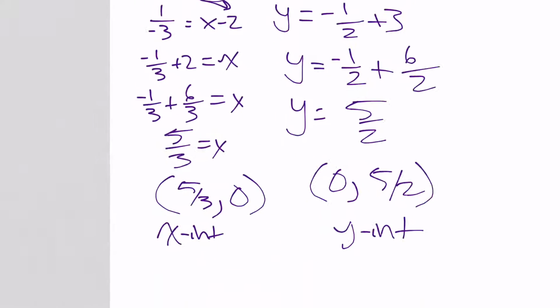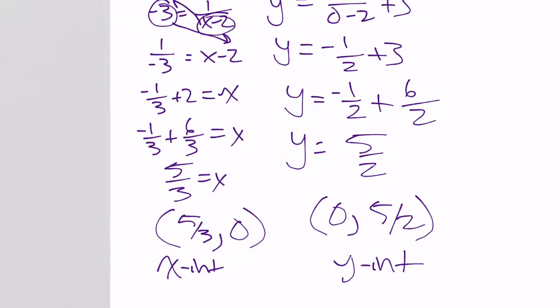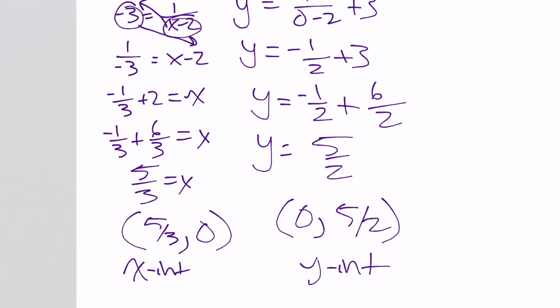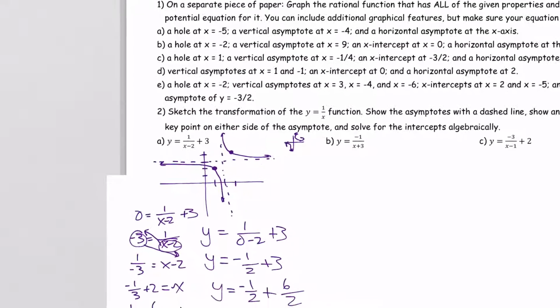Does that look good? Does the x-intercept look like it's at about 5/3, which is what, 1 and 2/3? Yeah, it looks that way. Does the y-intercept look like it's at 5 halves, which is 2.5? Yeah, it looks like that is also in the correct spot. So it's a party. We're good.